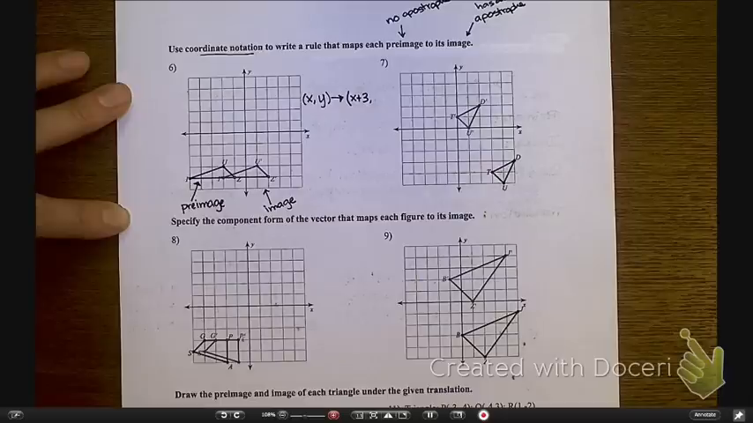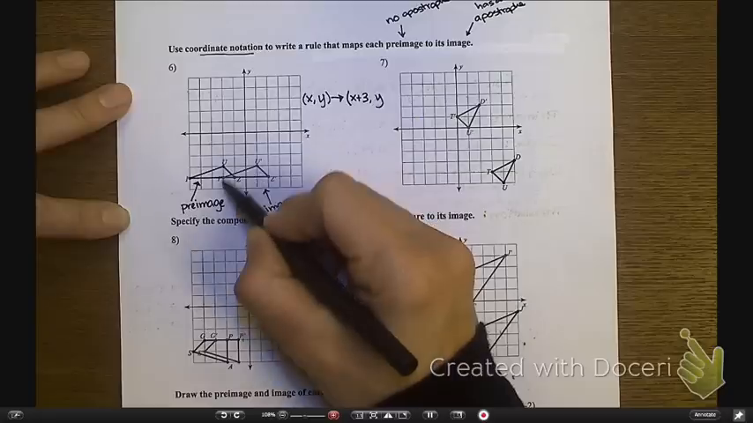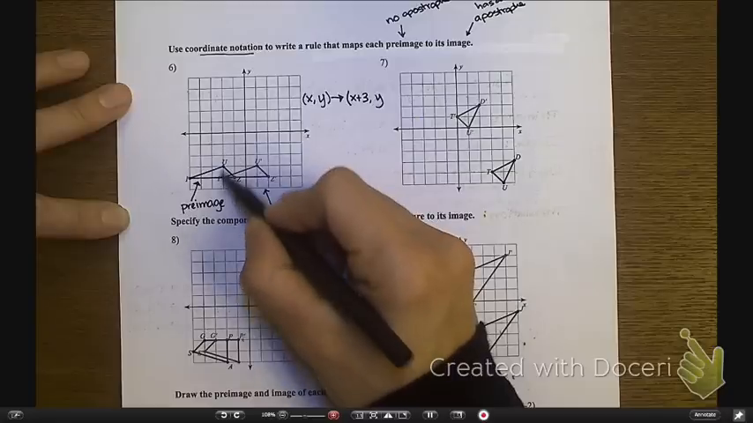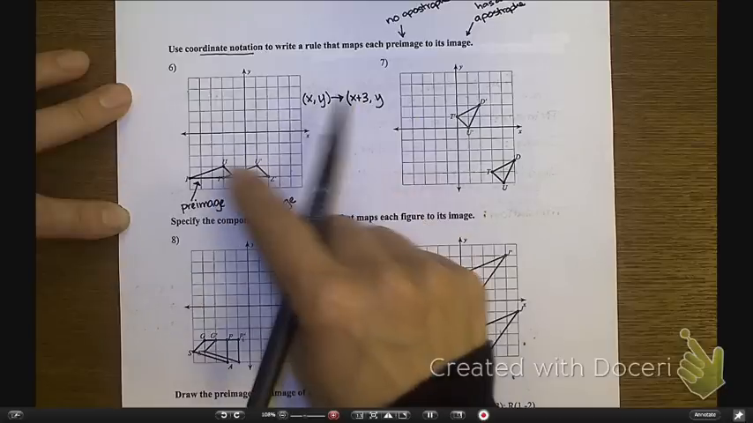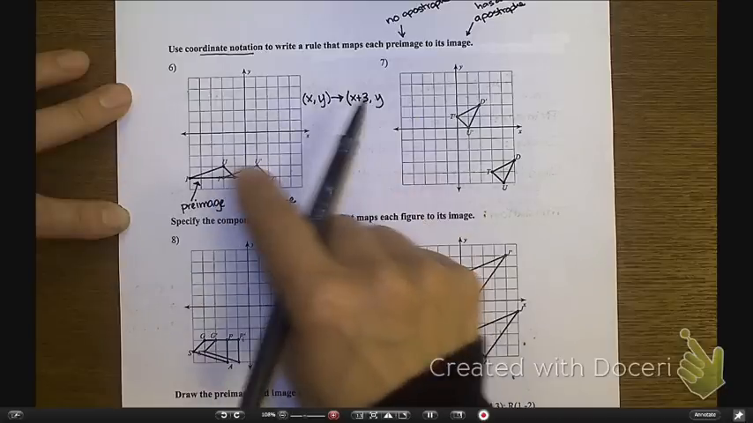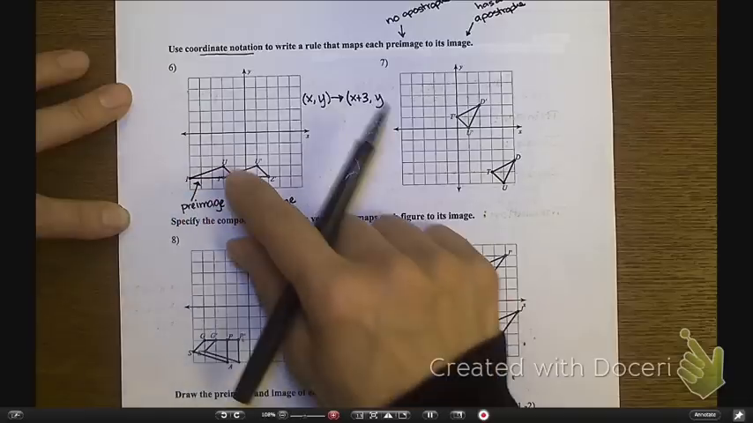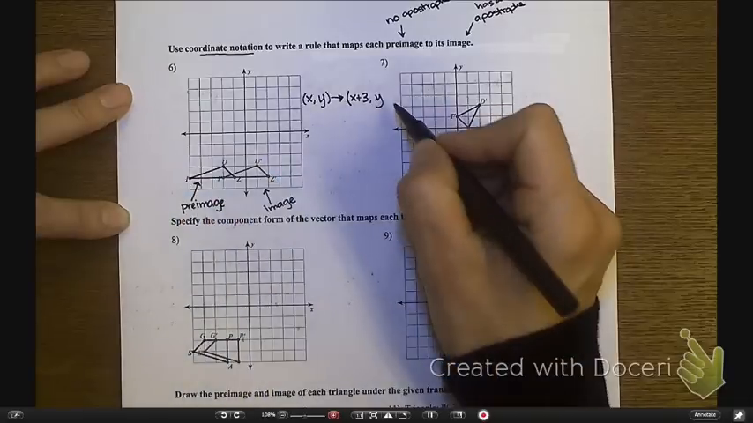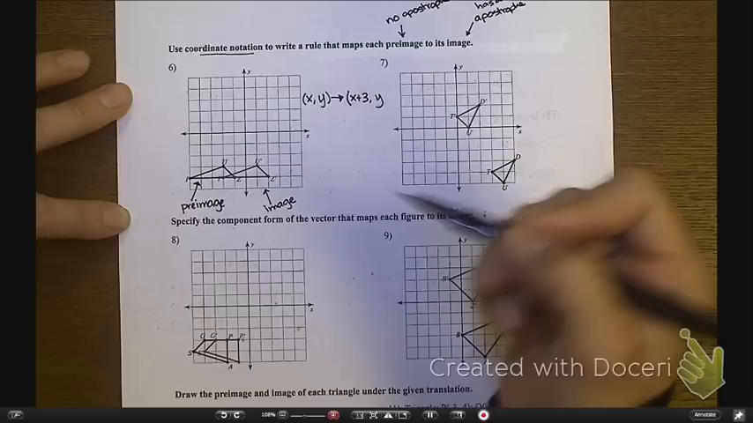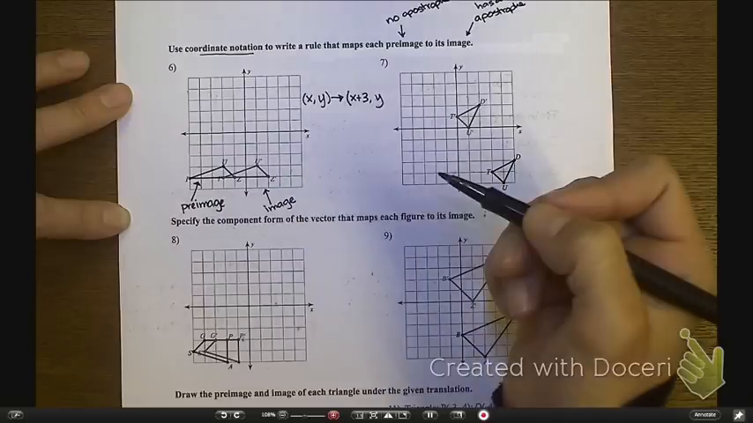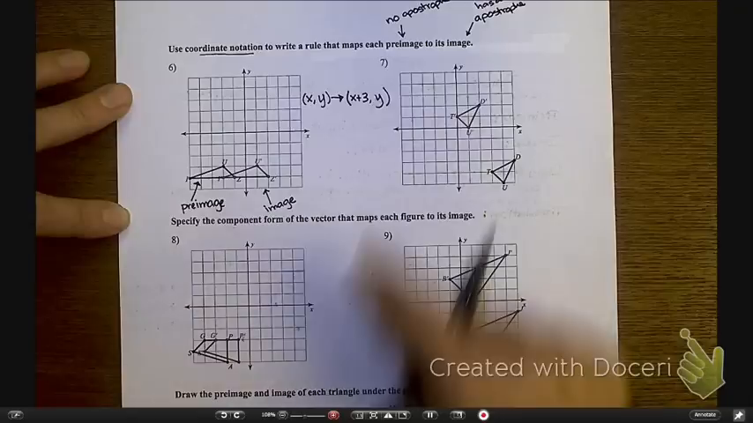Okay, now when I look at the y coordinate, so I have y. Now to get to the new point from the pre-image to the image, did I have to actually move up or down? No, I didn't move up or down in this case. So I only moved right. I didn't move up or down. So if I moved 0 spaces up or down, I'm going to write +0, but really what's y plus 0? It's just y. So if there's no change, then I just leave it the way it is.